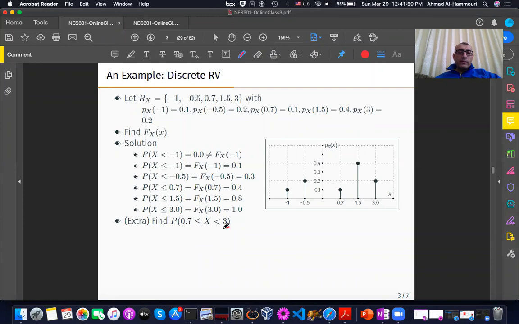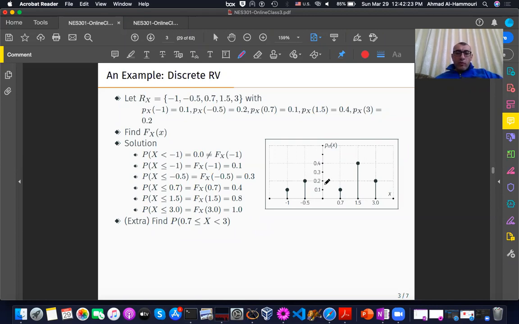If I am asked to find what's the probability of the random variable X between 0.7 and 3, and the 0.7 is included as you see, and the 3 is excluded. So what's the probability of this? And I need to find it in two ways. First of all, via the PMF, and the second via the CDF.